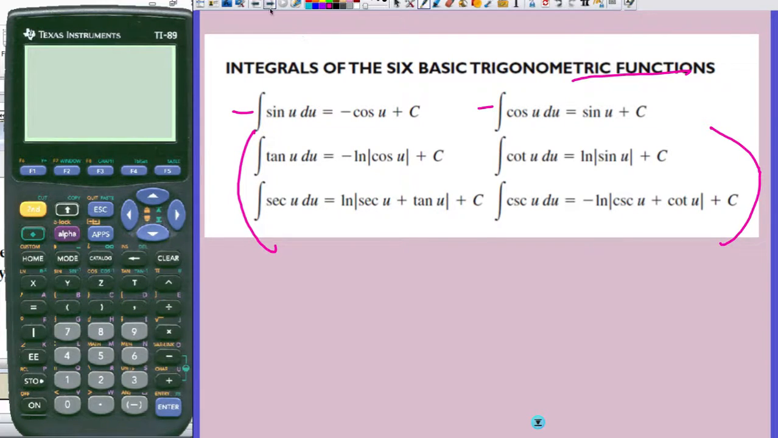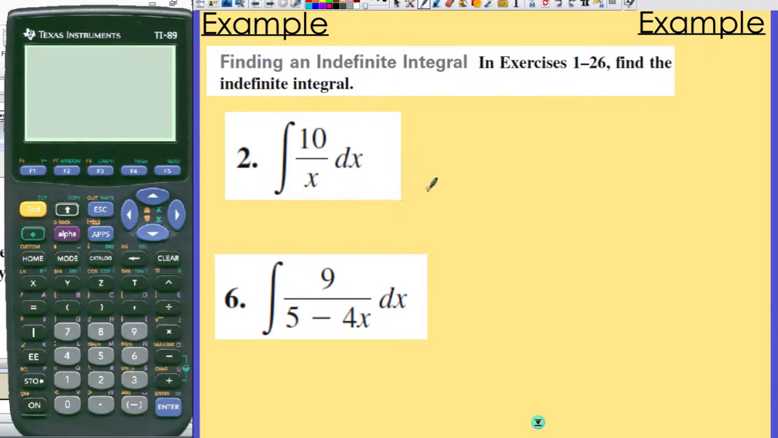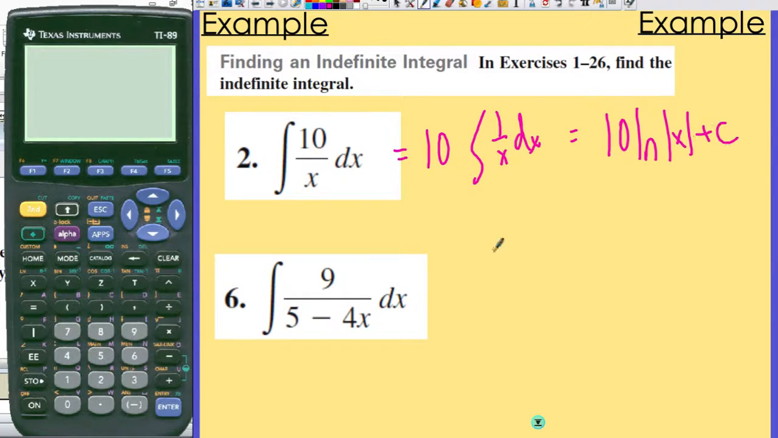let's do some examples. So, pause the video. All right, you're going to find the indefinite integral. So integrating this one, it's the same thing as saying 10 times the integral of 1 over x dx, which is going to be 10 times the natural log of the absolute value of x plus c.